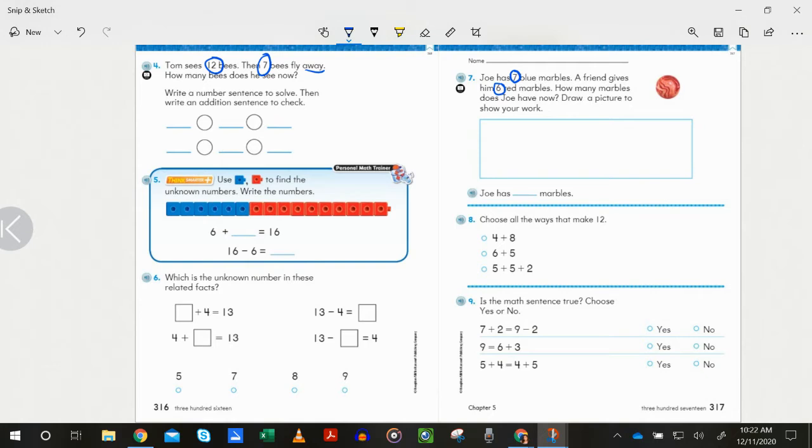Okay, number 8, choose all the ways that make 12. Remember our day of doing puzzles and making numbers in different ways? Well, here they are trying to make 12, so you're going to choose all the ways that make 12. There's more than one.